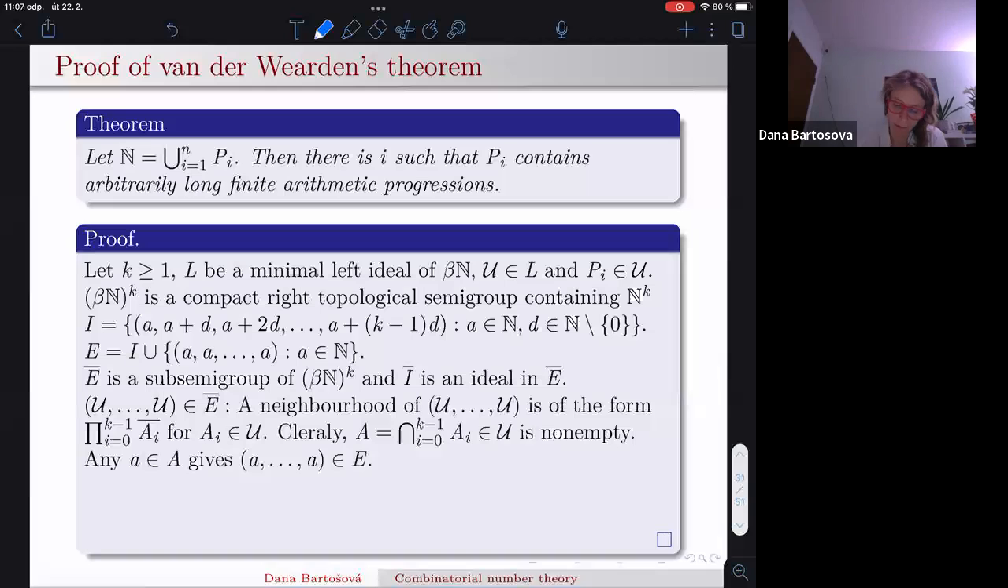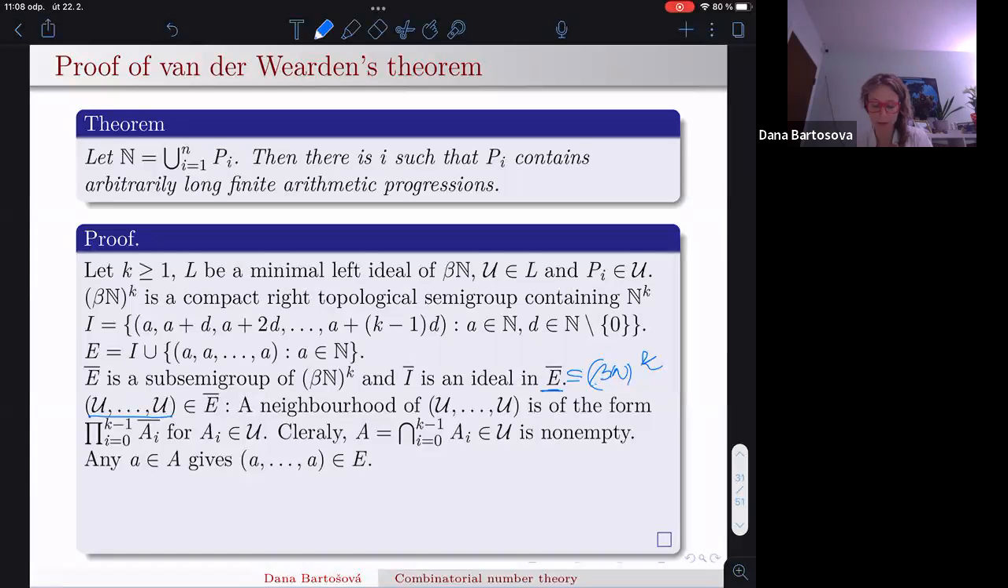So what I want to show is that this subsemigroup of beta n to k contains the constant sequence of only U's, right? And this is for U an arbitrary element of a minimal left ideal of beta n. So how do I know that something is in the closure? I know that if every neighborhood of the point intersects something in E.